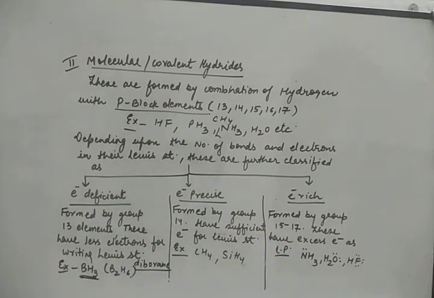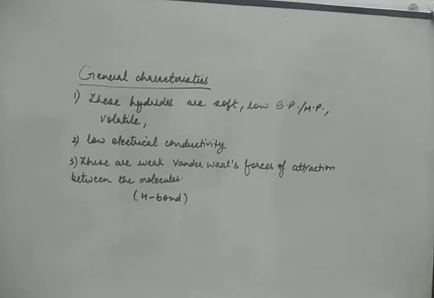Now we'll discuss the general characteristics of molecular hydrides. The first characteristic is these hydrides are soft. These have low melting point and boiling point, and these are volatile in nature. The reason why they are volatile in nature is that the intermolecular force of attraction is weak. And what is the weak intermolecular attraction? It is weak van der Waals force of attraction. So in between the molecules of these molecular hydrides, only van der Waals force of attraction is there. That's why they are volatile.